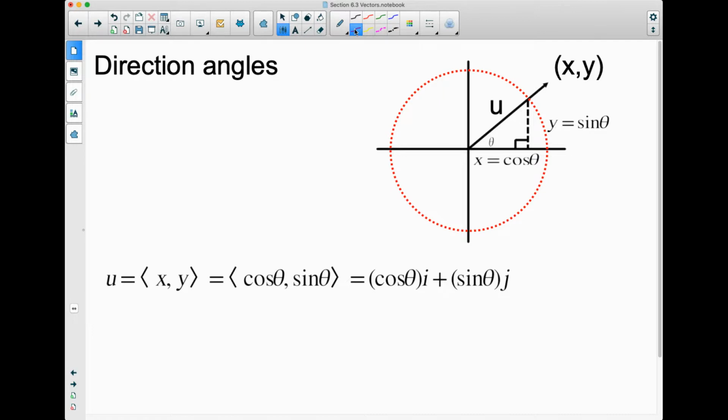Okay, so direction angles. We already know that our x is cosine and y is sine. If we have vector u, we're going to find theta in all of this. And we're also going to use this same process in 6-5.